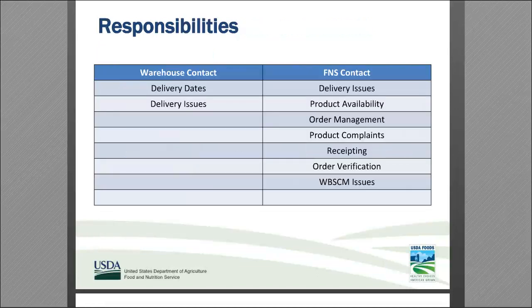Also, I wanted to point out when you or the ITO should be contacting the national warehouse, or they should be contacting their regional contact, or you contacting us. The ITO should only be contacting the warehouse if they're having issues with their delivery dates, or there's some sort of delivery issue with the order coming in, like the pallets are cracked or something like that. However, they should also be letting you at the region know that, so that we can know here at headquarters and discuss that with our warehouse folks. If the ITO has any questions about product availability, order management, product complaints, receipting issues, order verification, or WebSTM issues, they should be coming to you at the region, and then you can come to either myself or Hunjin.